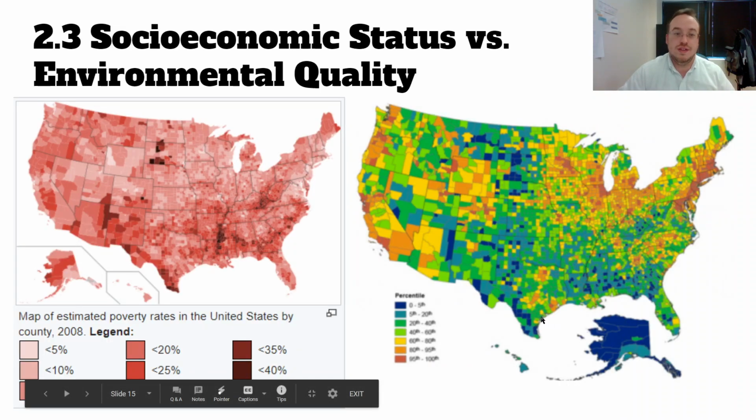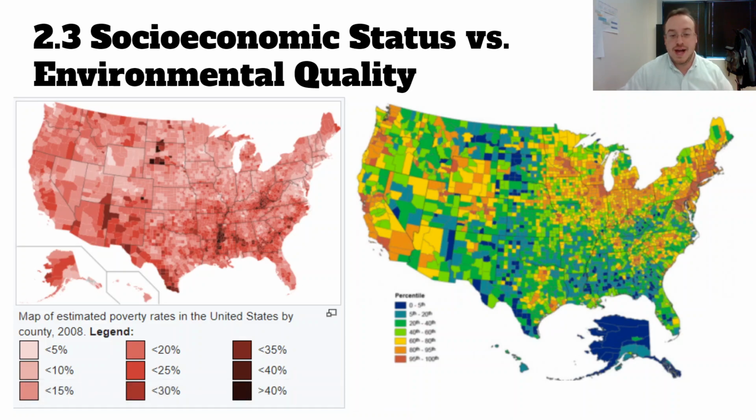So, real quick, this is a map on the left and the right that is based on county size. Each of those different squares or trapezoids or polygons is a county in the US. Sometimes those are called parishes, depending on where you're at. The left map, the pinkish red one, shows poverty rates in the United States by county based on 2008 records. That is the most up to date map I could find at the recording of this.